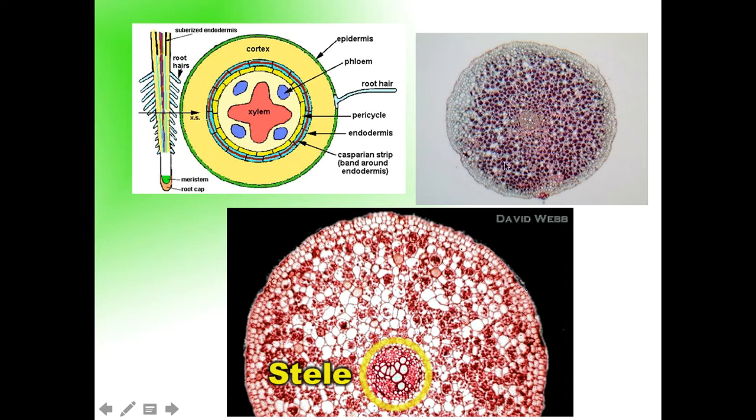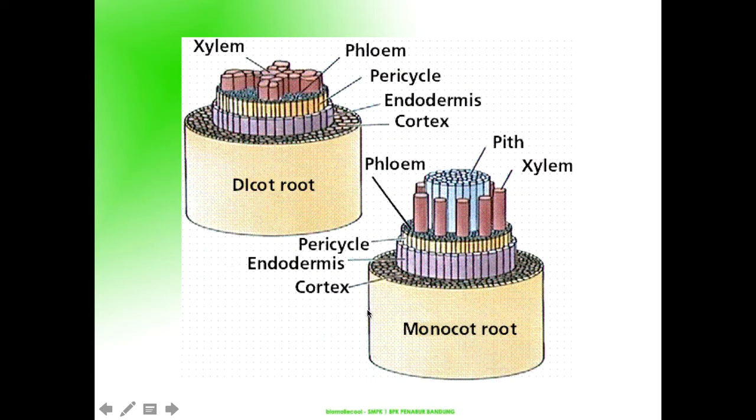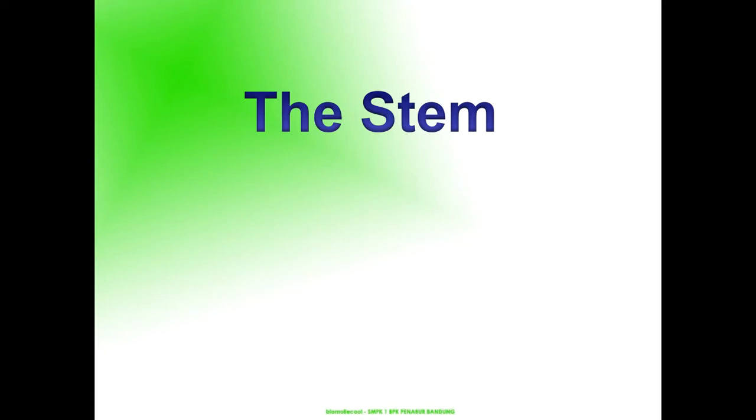These are the real images of them under the microscope. Let's continue. Here is another diagrammatic picture of the difference between the two, dicot root and monocot root. You can just pause this video and look carefully. Carry on. Now the stem.